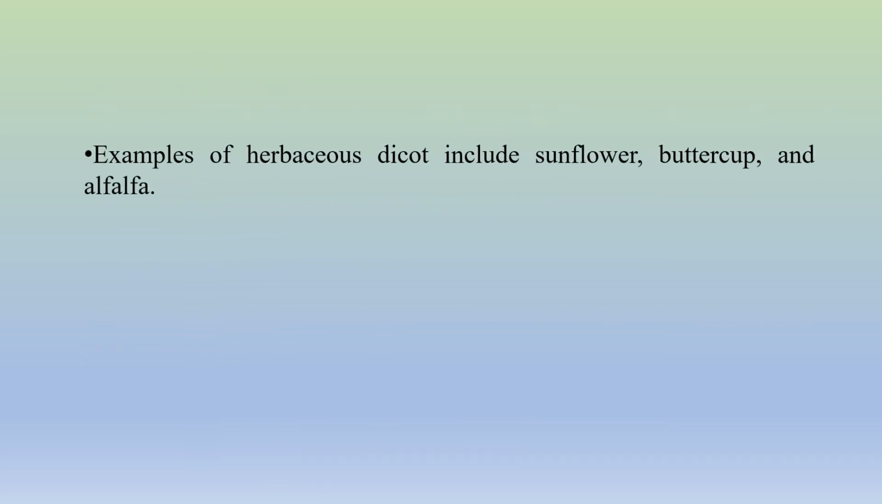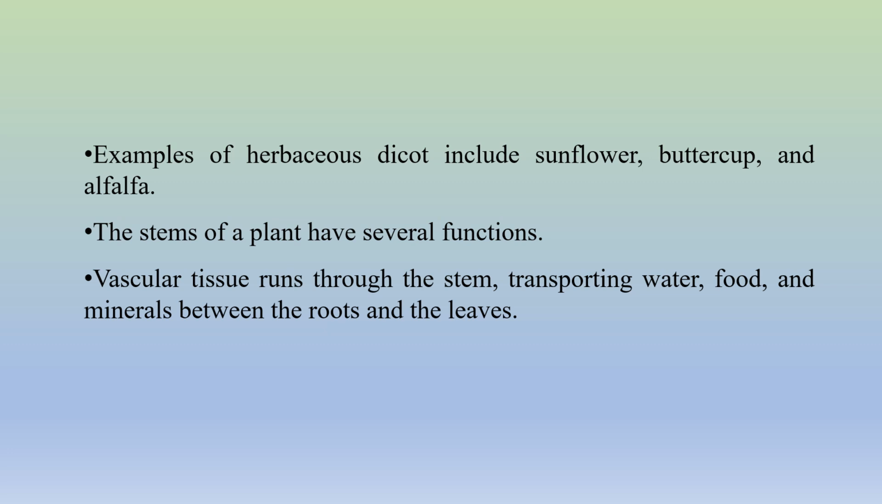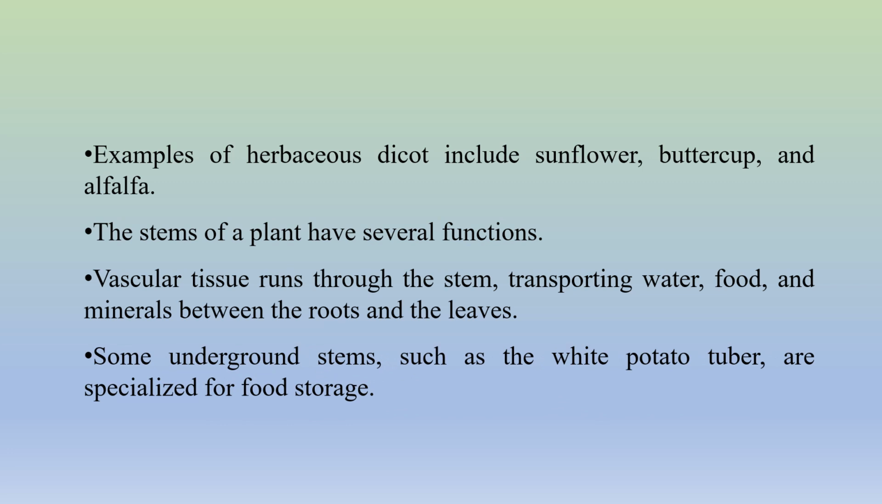Examples of herbaceous dicots include sunflower, buttercup, and alfalfa. The stems of a plant have several functions. Vascular tissue runs through the stem, transporting water, food, and minerals between the roots and the leaves. Some underground stems, such as the white potato tuber, are specialized for food storage.